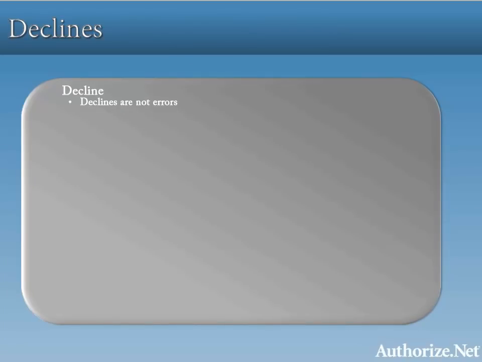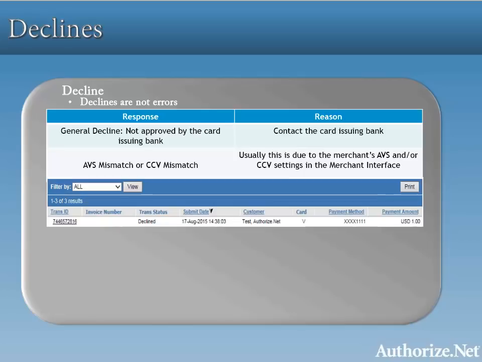It is important to note that declines are not errors. When a card is declined, it is declined for a specific reason. To locate the reason, please look at the Transaction Details page for that specific transaction in the merchant interface. Some of the more common reasons for declines are general declines. This is when the transaction did not get approved by the card issuing bank. Authorize.net does not know why the transaction was declined, and to get specifics on this decline, the customer would need to contact their card issuing bank.